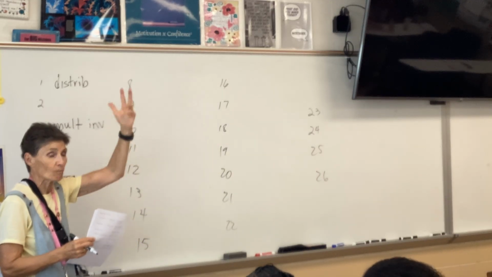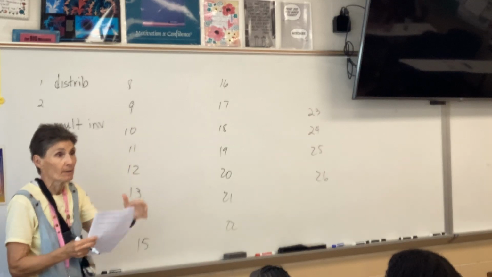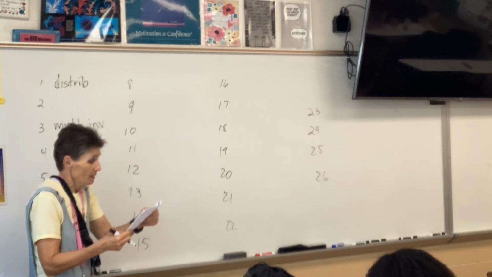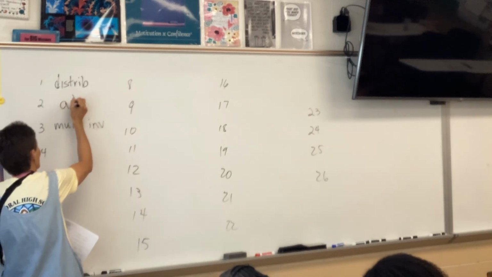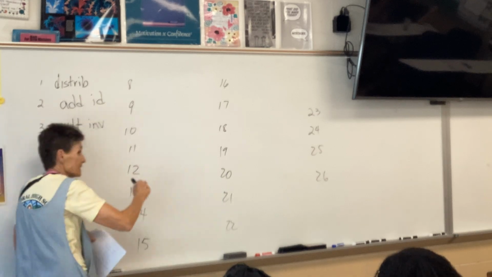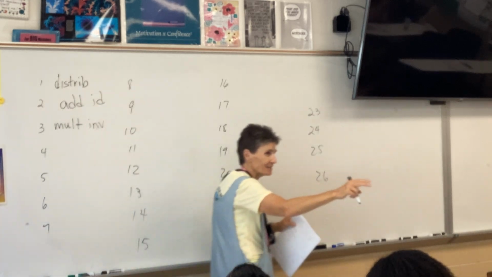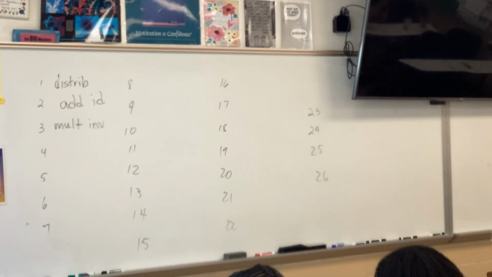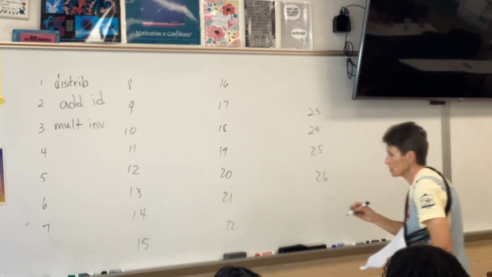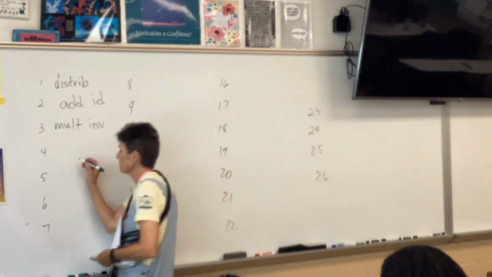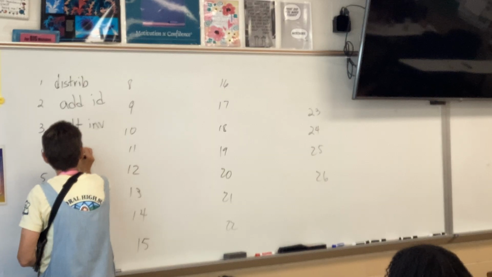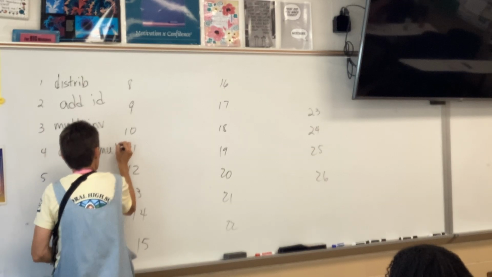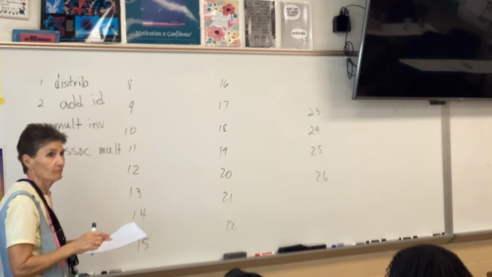All right, who else? So far so good. Number 2, I got additive identity. Additive identity, beautiful. And why is that the identity? Because we added 0. That's the additive identity. Nice. Efren, what did you do? I did associative multiplication. Perfect. It's associative of multiplication.